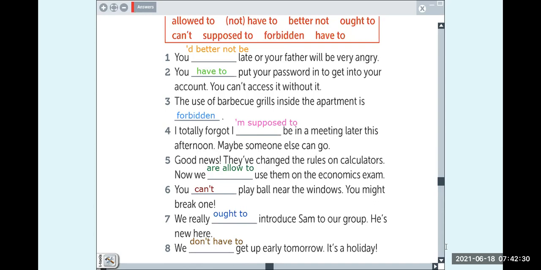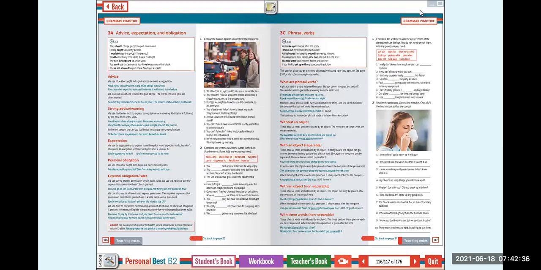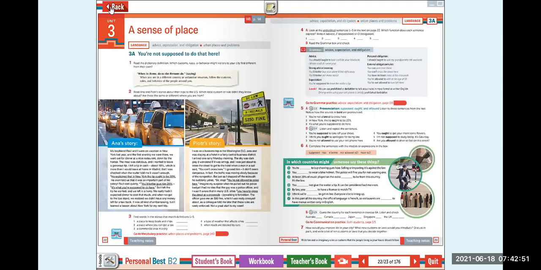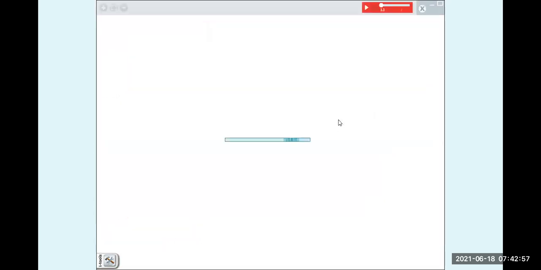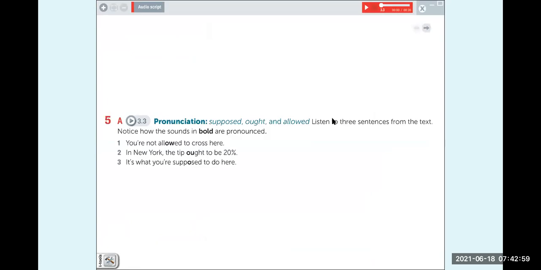So let's move on. We're going to come back to page 23. So here we have exercise number 1. Do it so you can practice this. And if you have any questions, we are going to solve them next class, okay? Let's go to page 23. Here we have some pronunciation exercises.